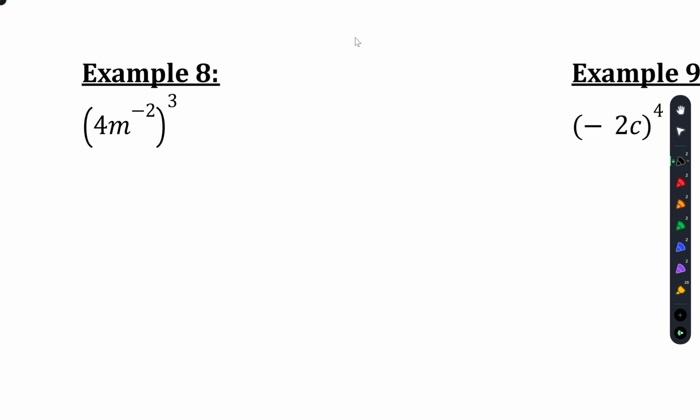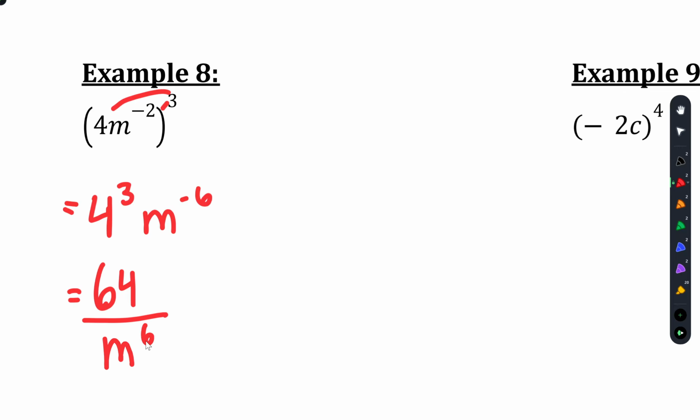Who can help me through example 8? A little bit easier. Sarah? You would do 4 to the power of 3, which is 64. And then you do negative 2 times 3, which is negative 6. And then you put 64 over m to the 6th power. Beautiful. Any questions on any of that?